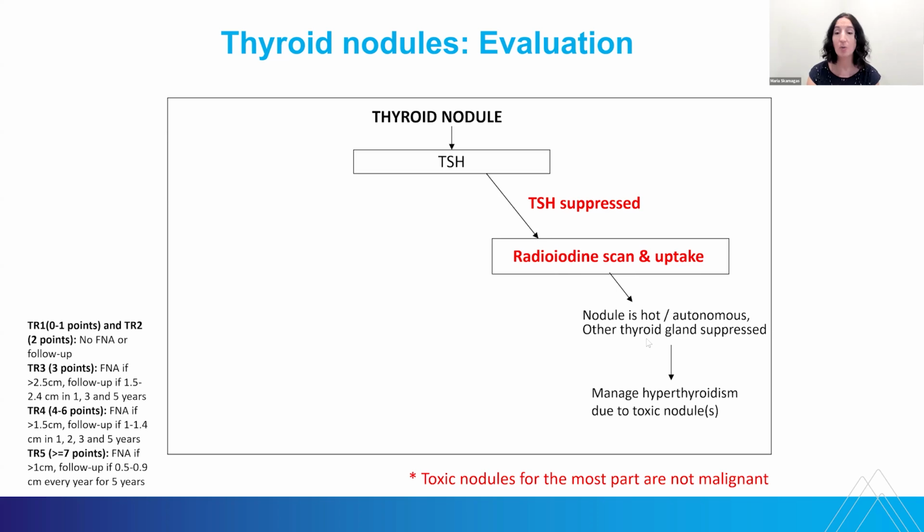Toxic nodules in general are not malignant. And so you would go down this pathway. If the radioactive iodine scan shows the nodule is not hot, then you would just go down this other pathway. And this pathway on the left is more common.